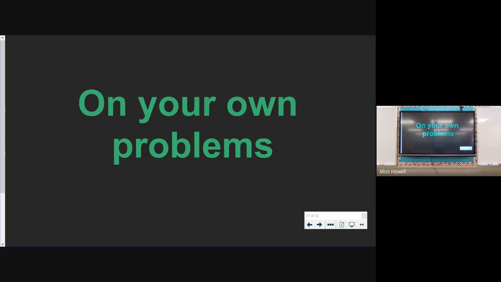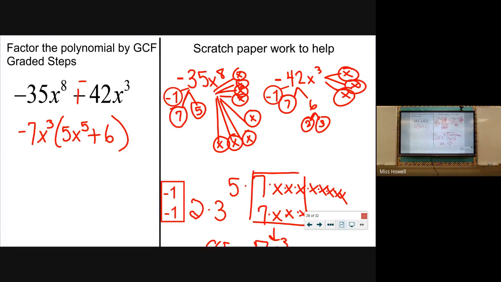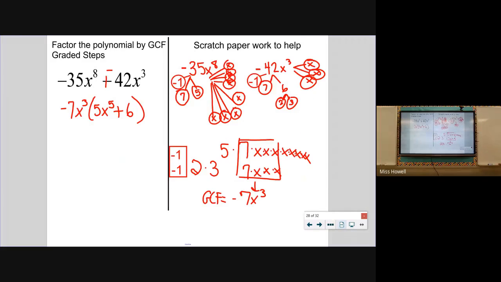All right, hopefully you have your answers done. Let's look at them. For your number 7, we have a negative 7x to the 3rd that can get factored out, all being multiplied with a 5x to the 5th plus 6. I've shown you your GCF scratch work there if you needed it. Negative 7x to the 3rd is your GCF factor that should have gotten pulled out.